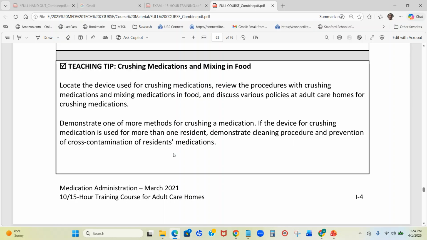So locate the device used for crushing medication, review the procedure for crushing medication, mixing medications in food, and discuss various policies in the adult care home. So that's what we're going to do when we meet in person in the skill lab. We're going to crush some medicines. We're going to put it inside pudding or applesauce, and we're going to demonstrate how you give it to the patient in that form.